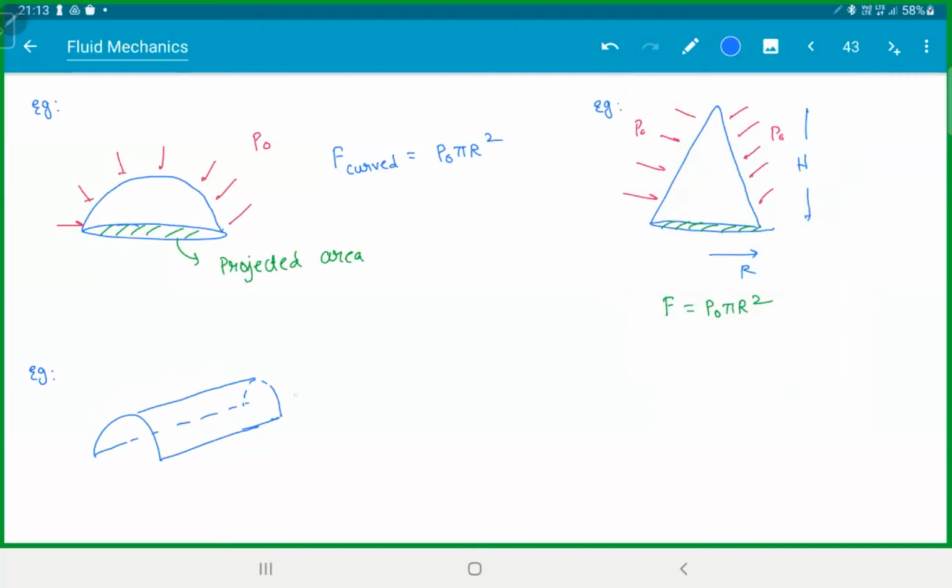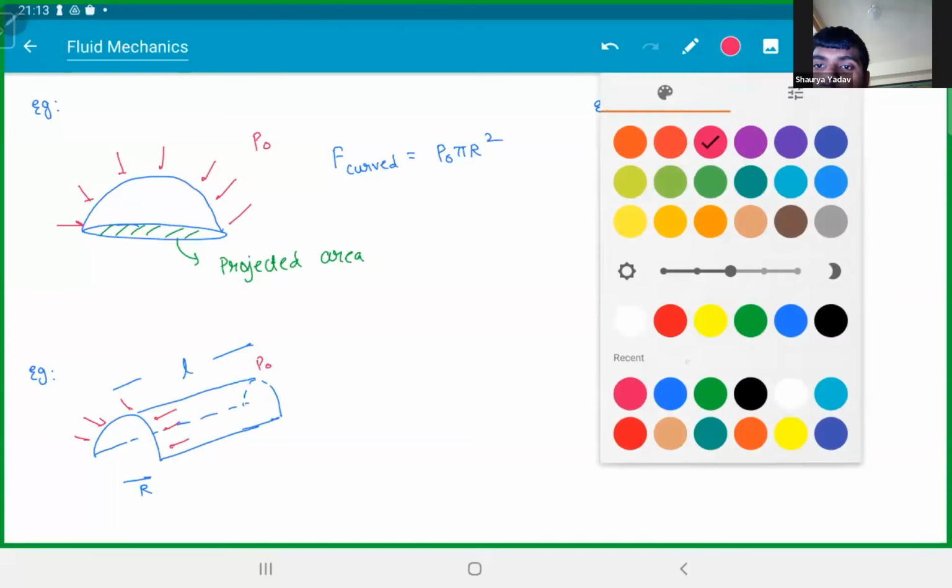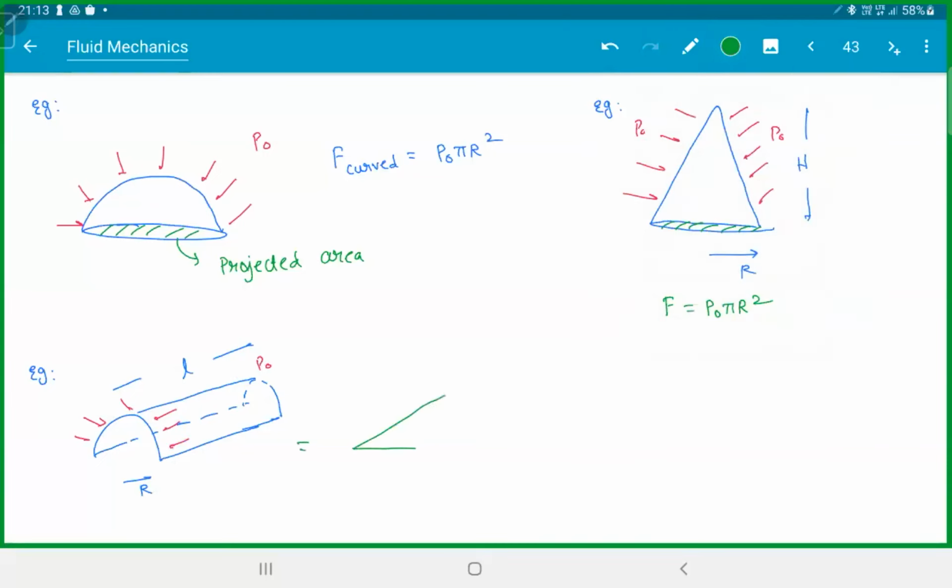If you take a half cylinder like this, let's say length L and the radius is r, and if the pressure is acting like this, what is the projected area? Here the projected area will be the rectangle at the bottom, where this will be 2r and this will be L, isn't it? The force will be P naught into 2r into L. Is this clear, everyone?